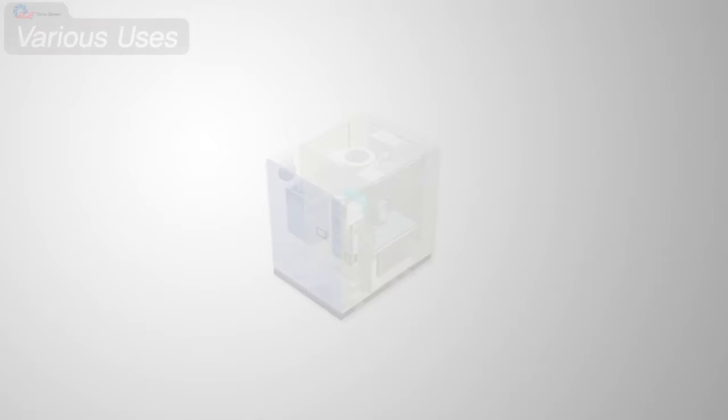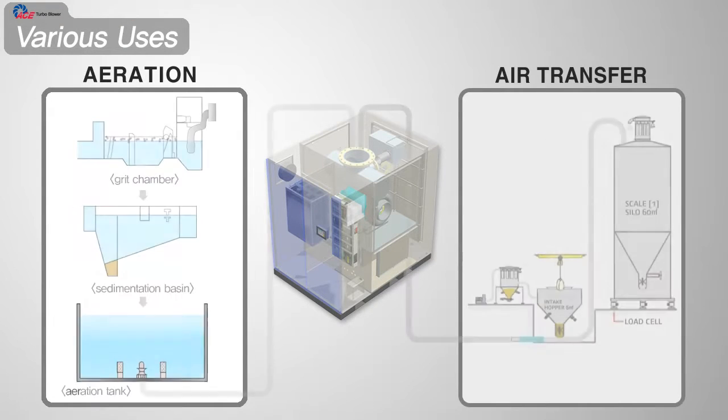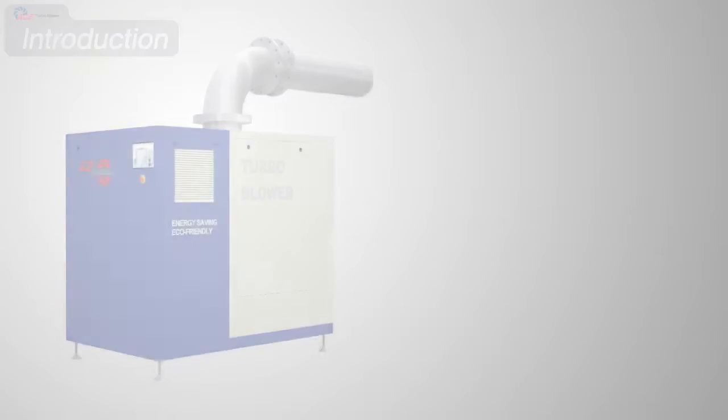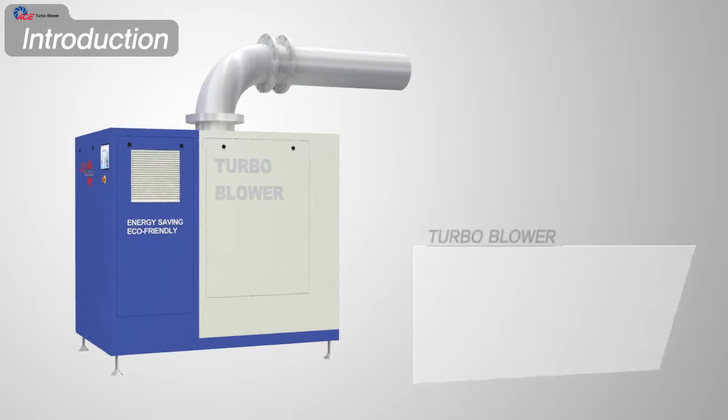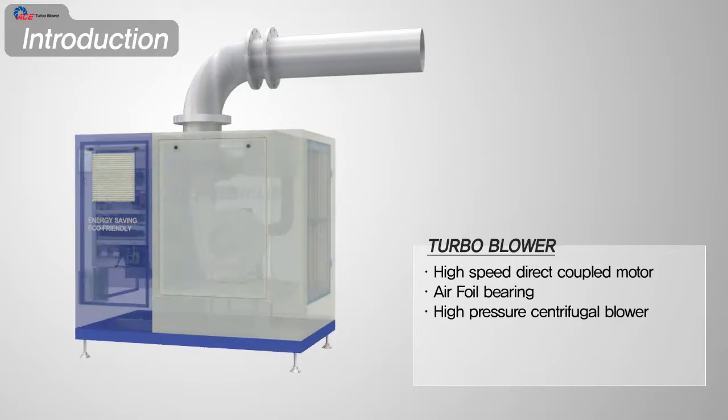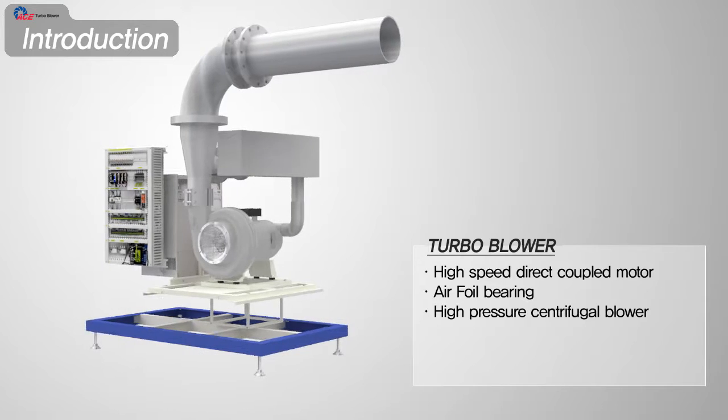Turbo blower is a high-pressure air transfer equipment which provides oil-free high-pressure air that is required in various industrial sites. It is mainly used as an oxygen provider in sewage works for aeration and as an air transfer of raw materials such as cement and fillets. The formal title of the turbo blower is a high-speed direct-coupled motor airfoil-bearing high-pressure centrifugal blower.